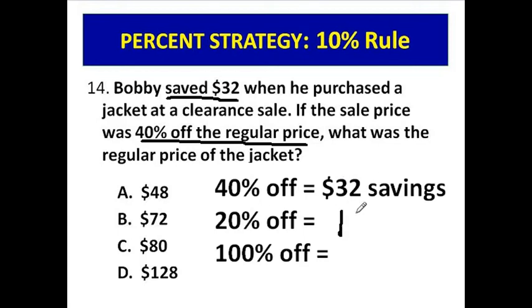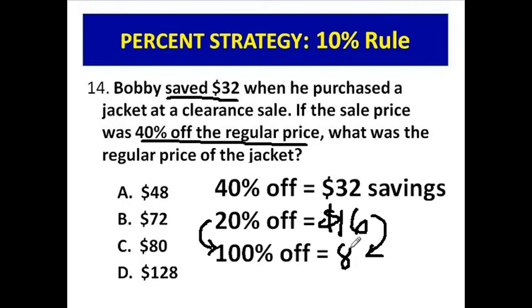All right, well, what if it were 100% off the price of that jacket? Wouldn't that be the complete price of the jacket, the original price? What did you do to 20 to change it into 100? You multiplied by 5. So if we take 16 and do the same thing and multiply by 5, 100% of the cost of that jacket is 80. And 80 is one of our answer choices.